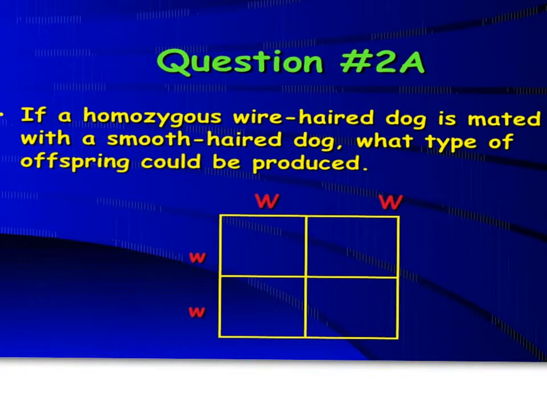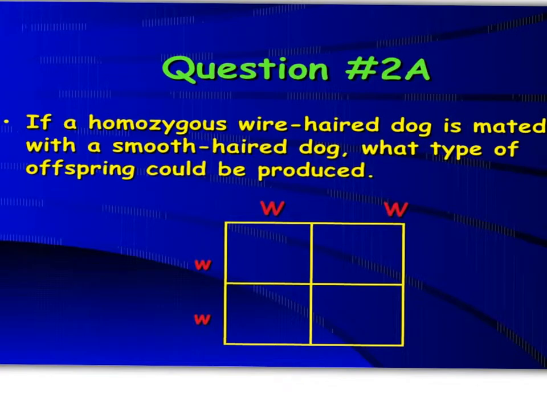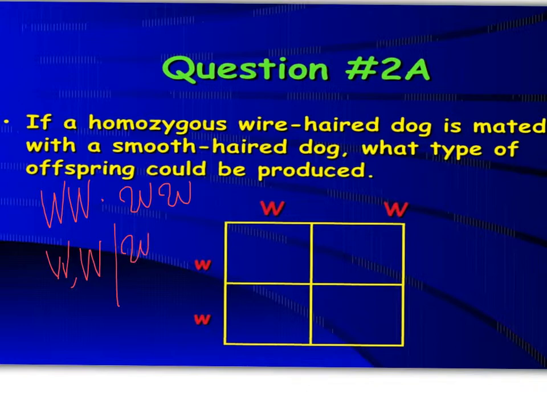Now in this problem, we have a homozygous wire-haired dog mated with a smooth-haired dog. What type of offspring could be produced? Remember that homozygous for wire hair is going to be big W, big W. The gamete it can give would be a big W or a big W. We're going to cross that with a smooth hair, which is little w, little w. The possible gametes it can give are a little w or a little w. Now we're going to take this and set this up in a Punnett square.